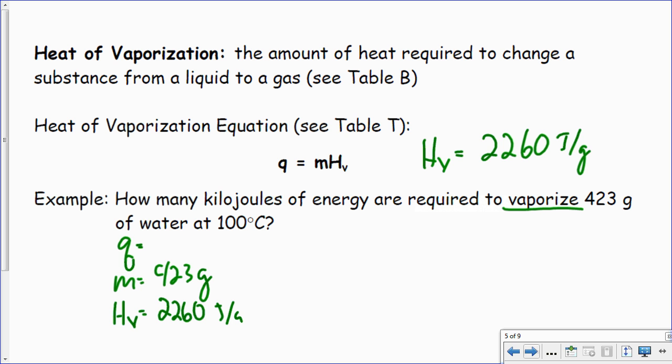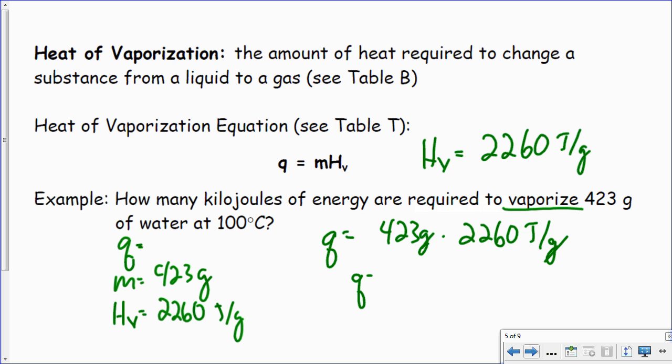2260. And I'm just going to set these up for a plug and chug. Q equals 423 grams times 2260 joules per gram. And I'm going to get a new number. And then I have to divide that number by 1,000 to get from joules to kilojoules. So my initial number is going to be in joules, and then I'm going to have to say Q.